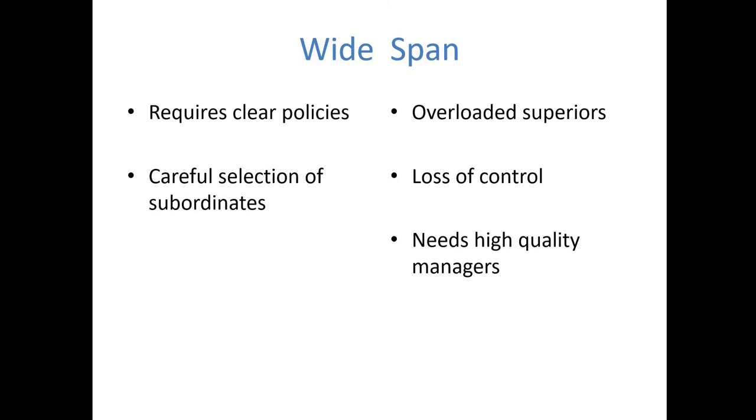In a wide span, you will have a large number of subordinates, maybe 10, maybe 15. And in order to manage well, you need to have clear policies. So when policies are clear cut, it is easier to manage this group because they also know what is expected from them, and you also have the standards against which to control them and get them to work.